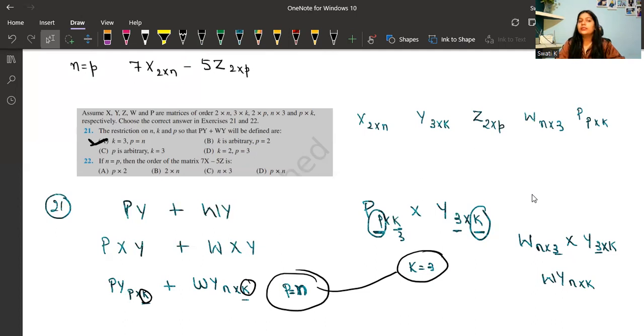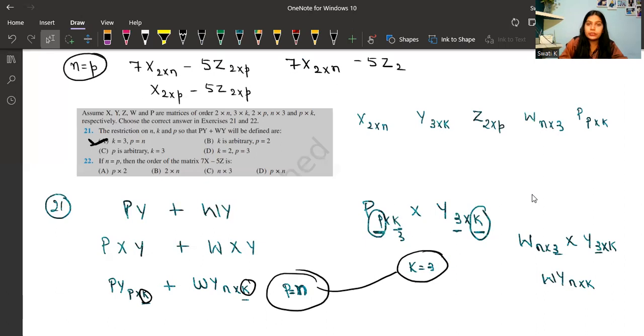So here it says that n is equal to p. That means you can just write this as x. N is equal to p, that means 2 cross p minus, this is 5z, and this is going to be 2 cross p only, right? So that means what is the order? The order has to be 2 cross p, right? Okay, 2 cross p. Or we can also do one thing. I can write 7x as it is, and this is 2 cross n, okay? And then this is minus 5z transpose, right? So p is n because p is equal to n, so I can write 2 cross n.